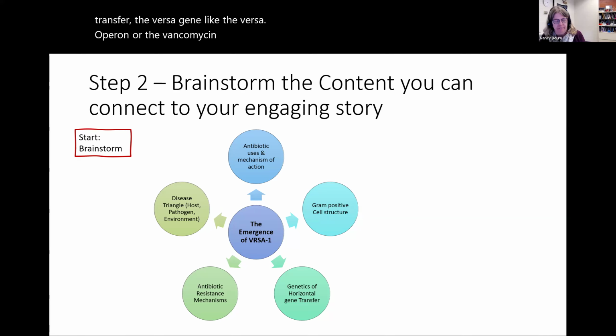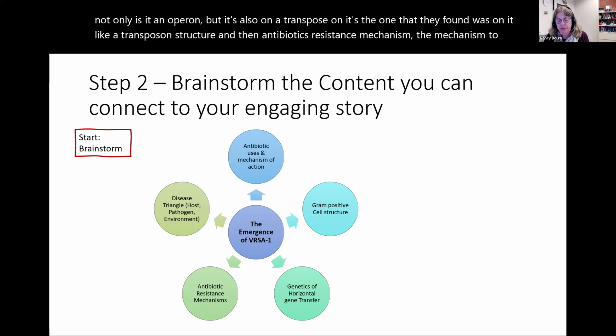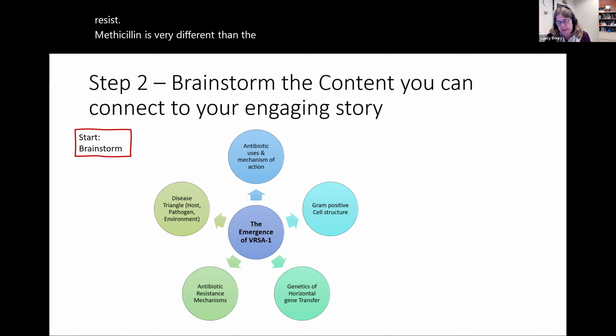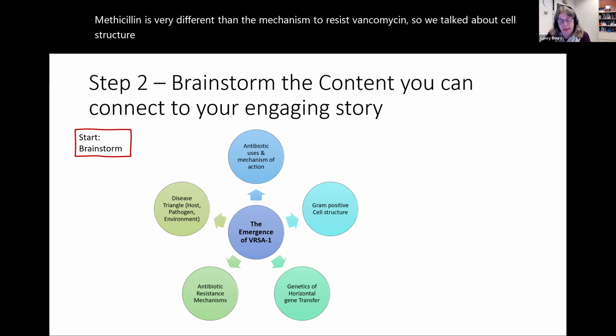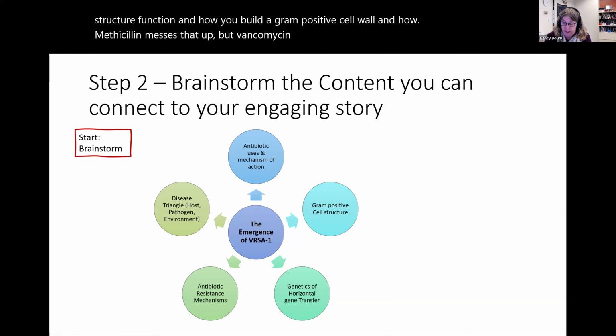The genetics of horizontal gene transfer, the VRSA gene, like the vancomycin resistance operon, just to be precise in the terminology here, is not only an operon, but it's also on a transposon. It's the one that they found was on like a transposon structure. And then antibiotic resistance mechanisms: the mechanism to resist methicillin is very different than the mechanism to resist vancomycin. So we talked about cell structure and function and how you build a gram-positive cell wall and how methicillin messes that up, but vancomycin does as well, but in a different way.